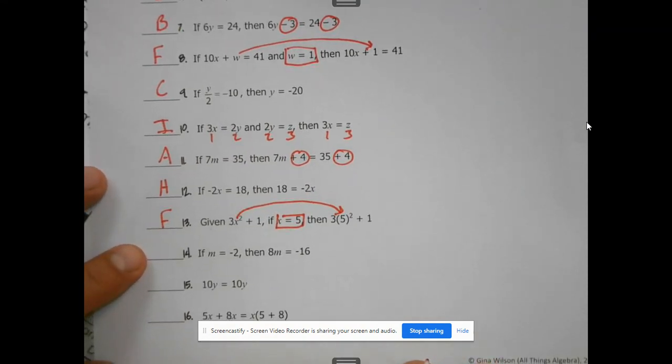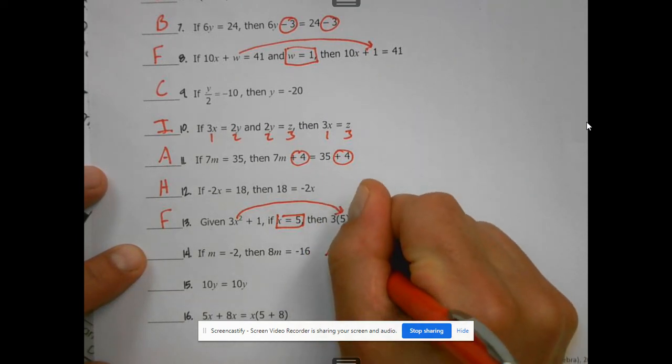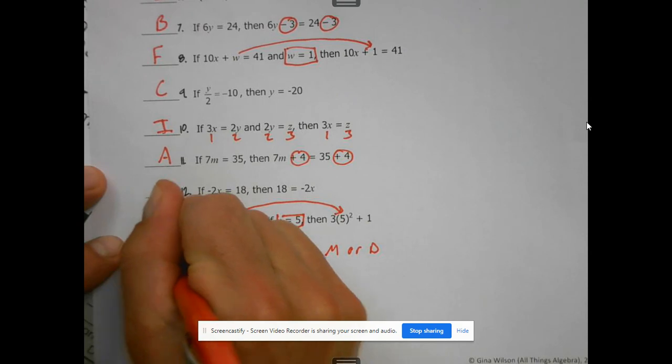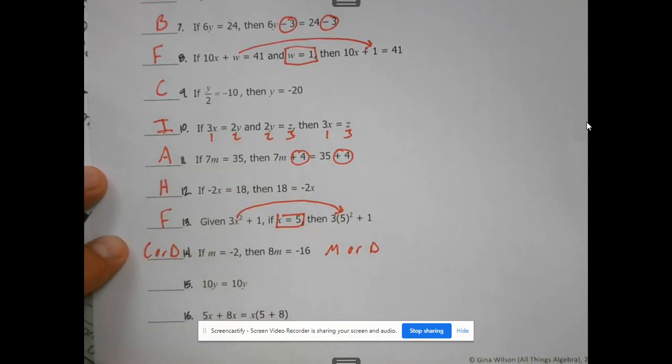Number 14. If m equals 2, then 8m equals negative 16. I'll take two answers here. You can tell me multiplication or you can tell me division property here. I don't care what you do. Because if I go from this way to that way, I'm multiplying both sides by 8. If I go this way, I'm dividing both sides by 8. I will take C or D for that one. Multiplication or division.